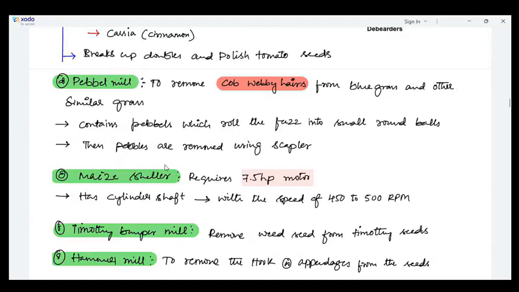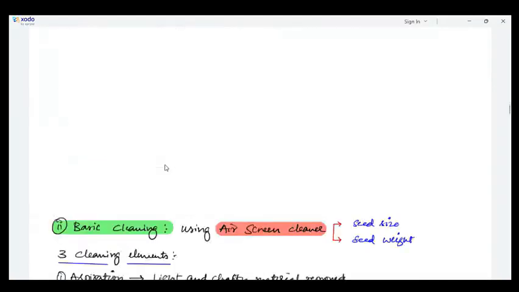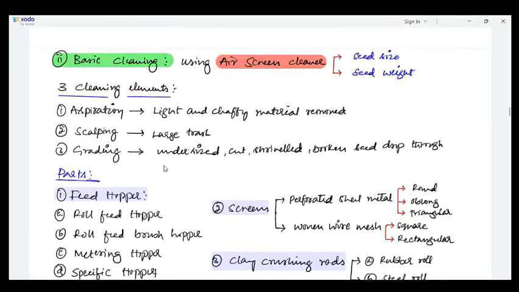I hope you people are getting it. Next, we have the basic cleaning. I told you the basic cleaning is by using the air screen cleaner, and that is a principle. On what basis does this cleaning work? It works on the principle of seed weight and seed size. So it will separate the seeds from all the other materials based on the seed size and the seed weight. So remember this particular point. You can expect the question: seed size and the seed weight, air screen cleaner.